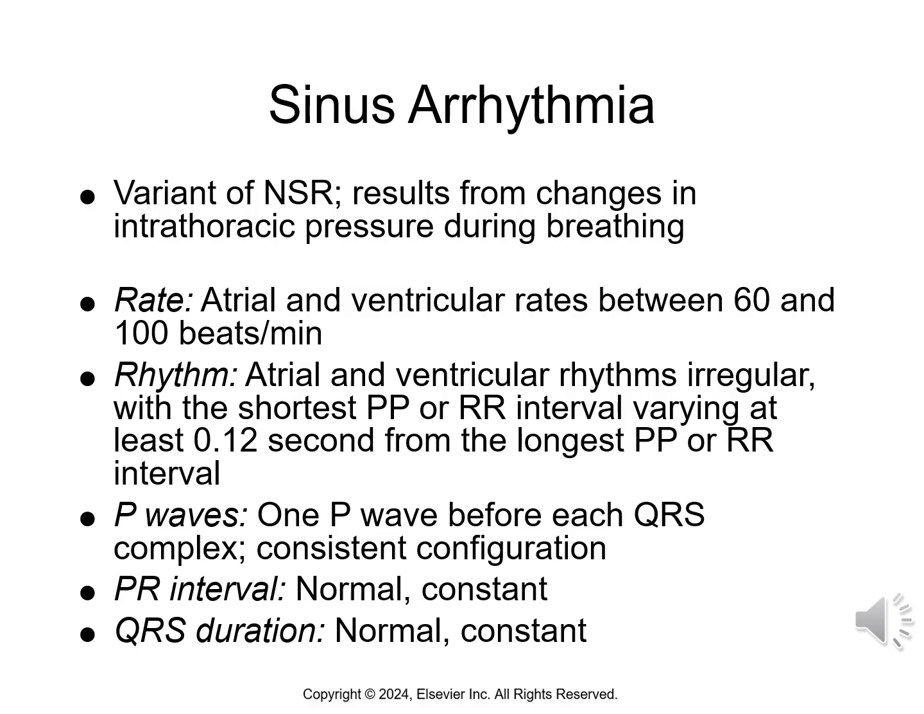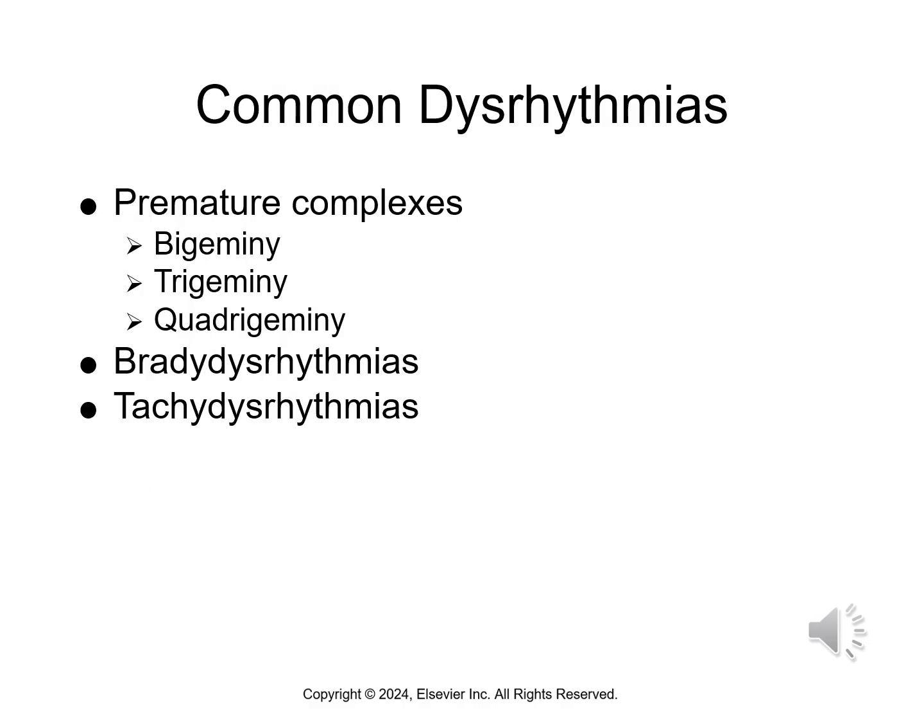There is one P wave before each QRS complex, but that has to be consistent in configuration. And then that PR interval is still normal and constant, and the QRS duration is still normal and constant. Common dysrhythmias we may see are premature complexes that may occur repetitively in a rhythmic fashion.